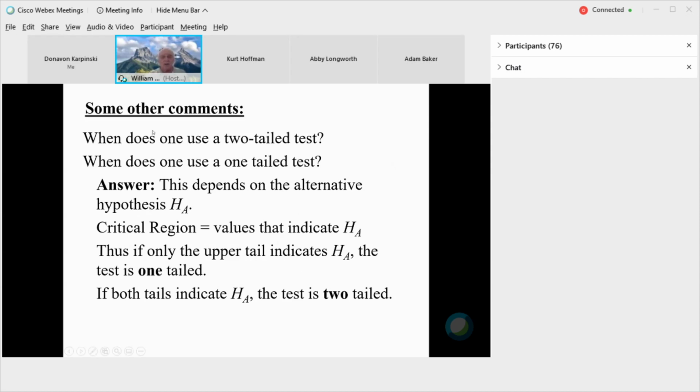I'll just make some comments about when you use a one-tailed test and when to use a two-tailed test. It depends on the alternative hypothesis. The critical region is the values that indicate HA. If only the upper tail indicates HA, then it's a one-tailed test. If both tails indicate HA, it's a two-tailed test.